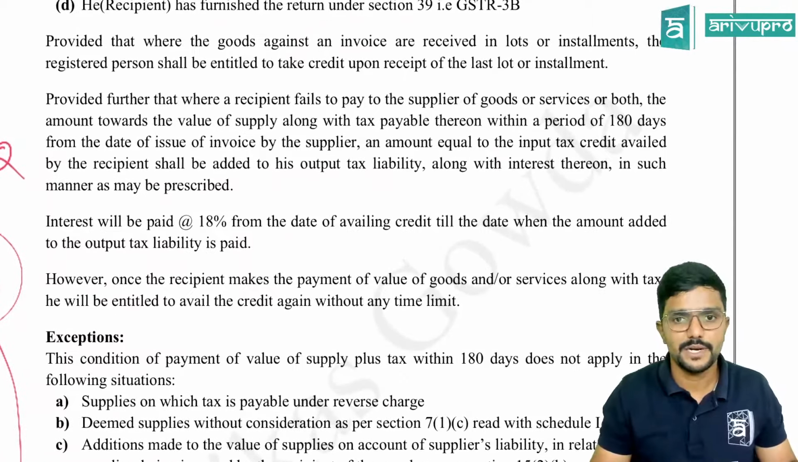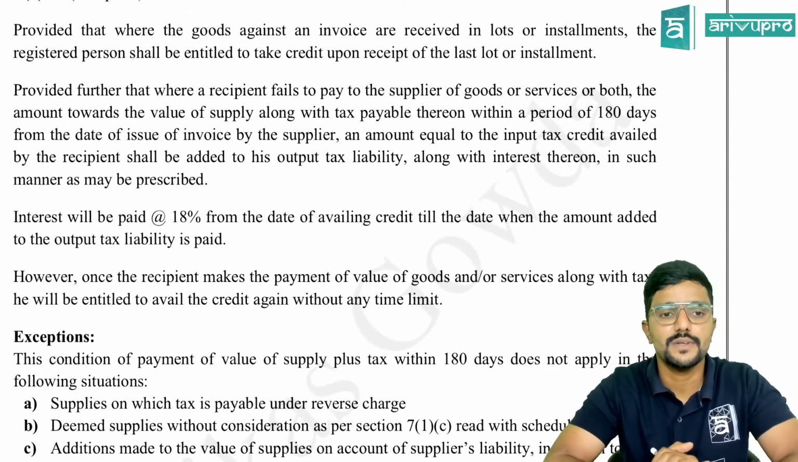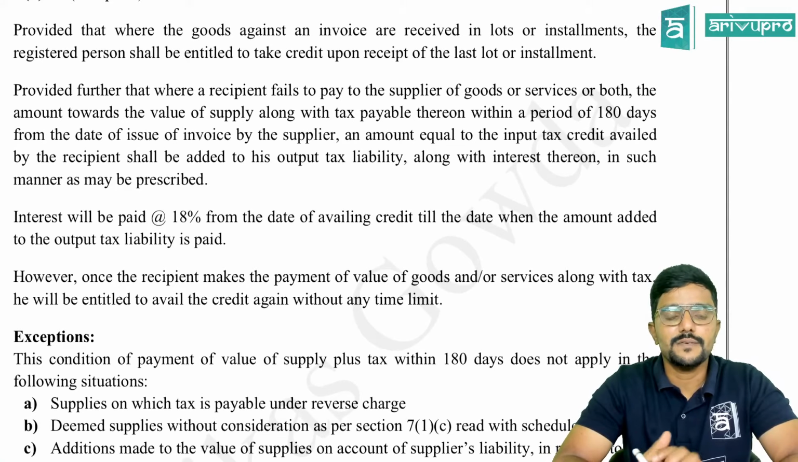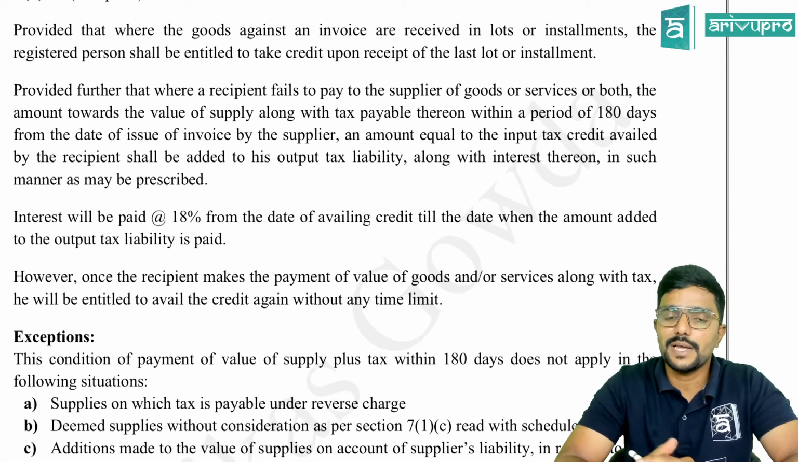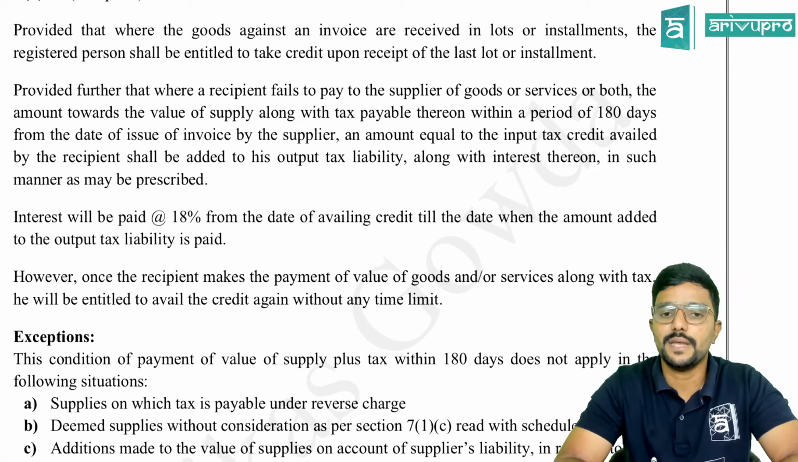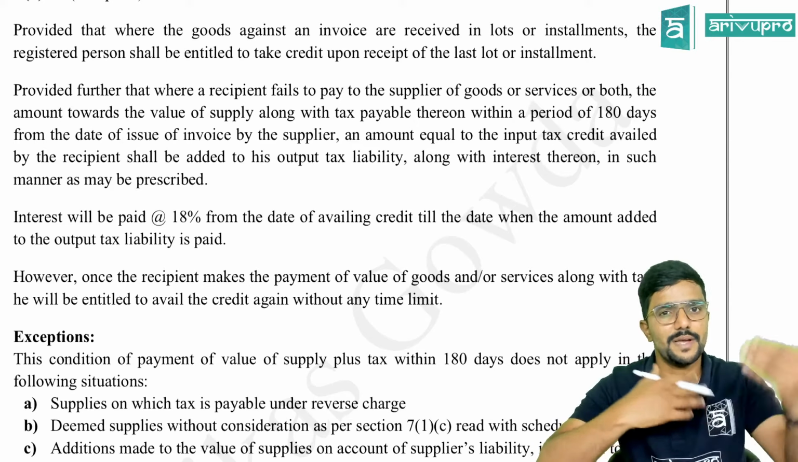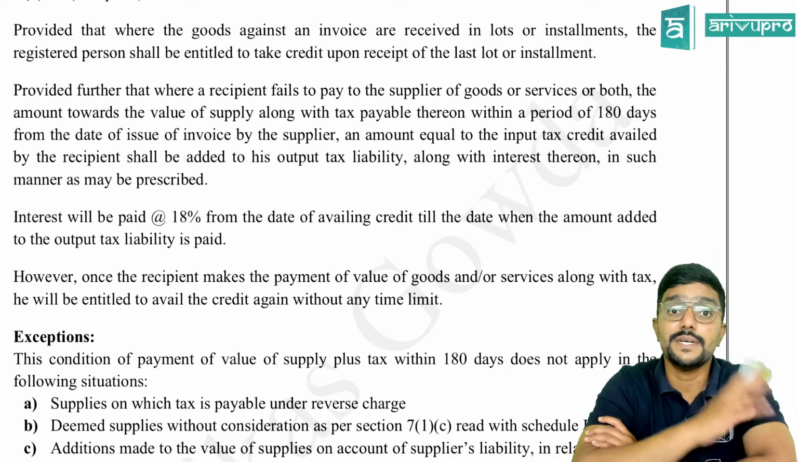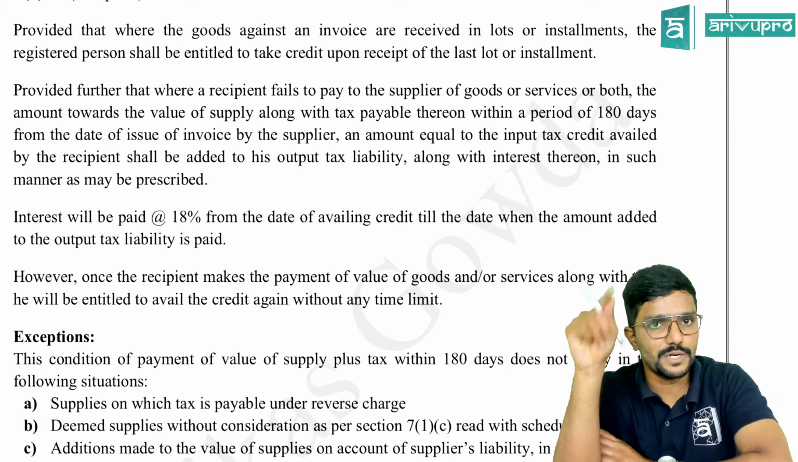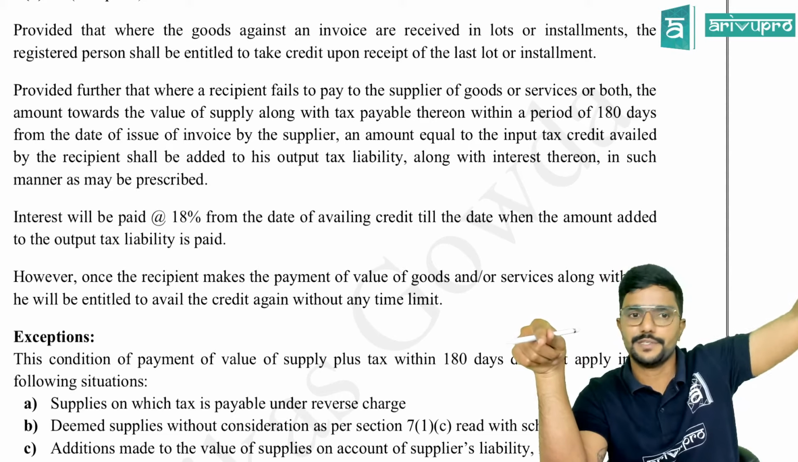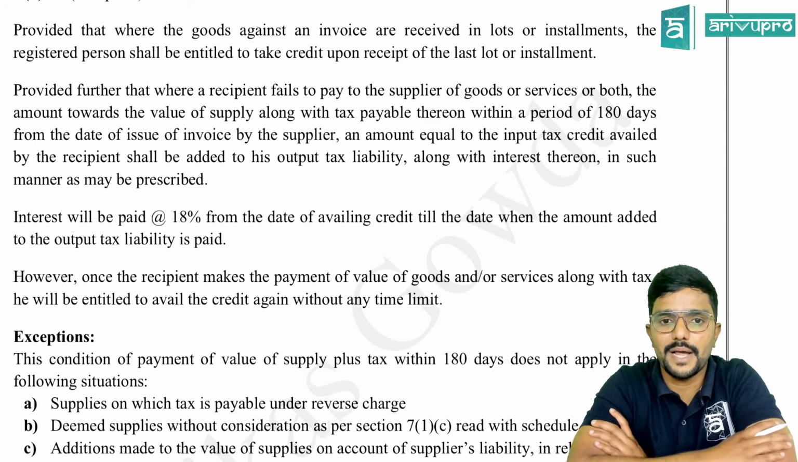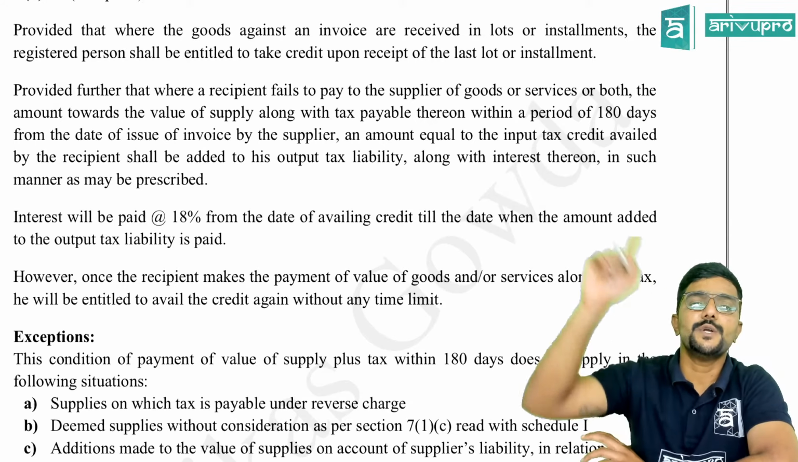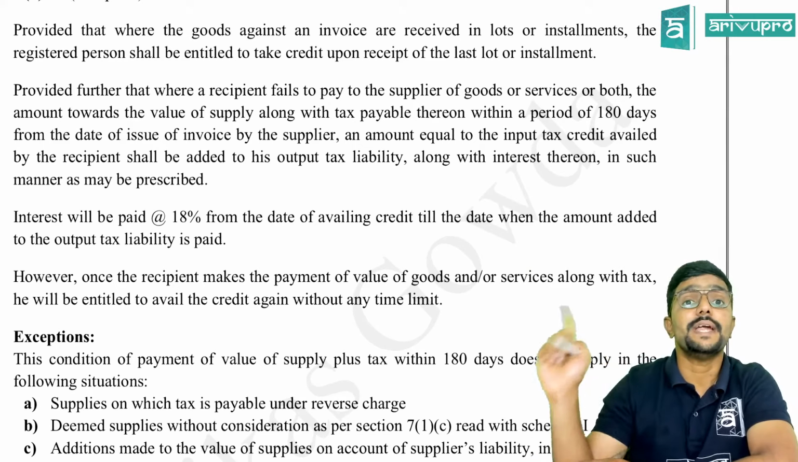Let's see that provision. Let me read this provision again. Please pay attention, guys. Provided further that where a recipient fails to pay to the supplier of goods or services or both, the amount towards the value of supply along with the tax payable, means consideration plus GST, in my example totally 1,10,000, within a period of 180 days from the date of issue of invoice. So 180 days will be counted from when, what date? Date of issue of invoice. By the supplier, an amount equal to input tax credit availed by the recipient shall be added to his output tax liability. When? On the 181st day.